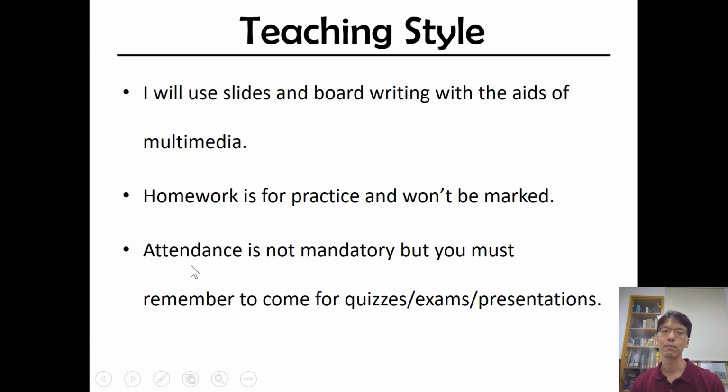And talking about the attendance, it is mandatory for this course, but you must remember to come for the quizzes, the exams, and the presentations. I will announce the time and date for the quizzes, exams, and presentations on SEBA. So make sure you check the SEBA website, and make sure you attend those important events.